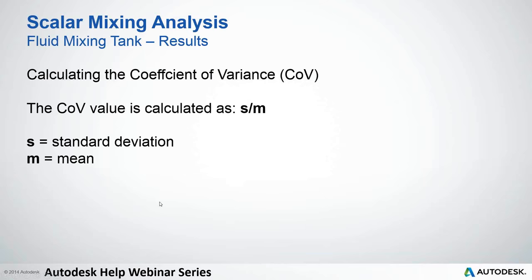One thing I wanted to show you here, which Amal mentioned, is when you go into a cut plane and define a grid and export the results. We would do that if you wanted to calculate the coefficient of variance, which is defined as the standard deviation divided by the mean. This is sigma divided by mu, standard deviation divided by mean.